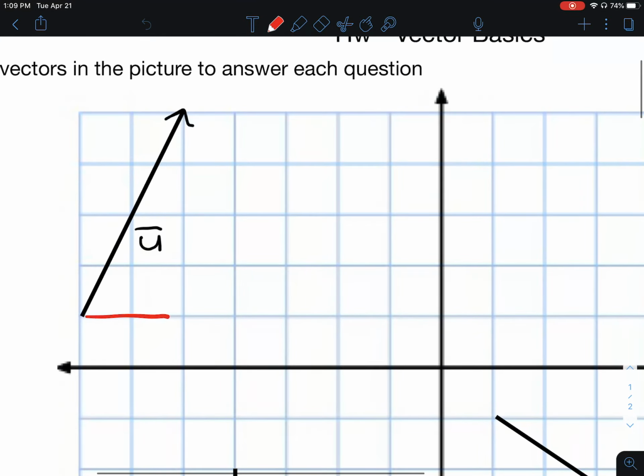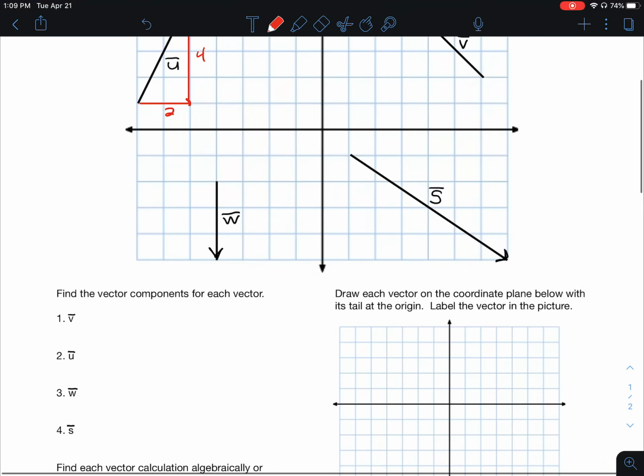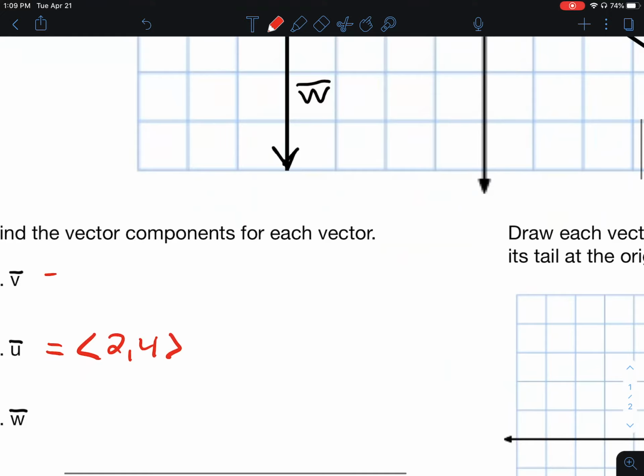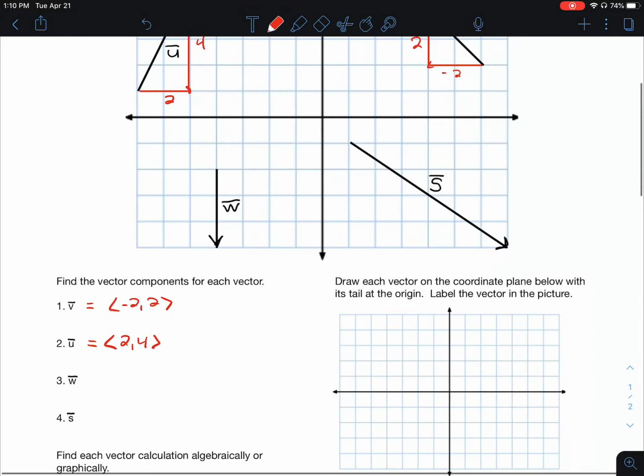Vector u is going to the right 2, and it's going up 1, 2, 3, 4. So vector u would be components x and then y, 2, 4. Vector v is going left 2, so that's negative, and it's going up 2, that's positive. So vector v has components of negative 2, positive 2.